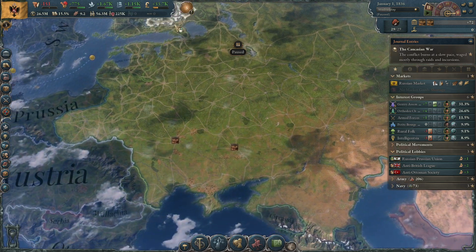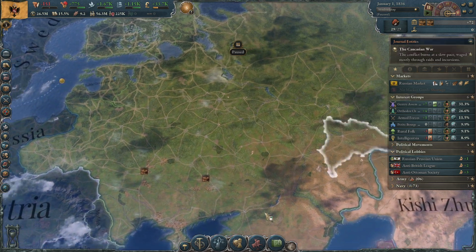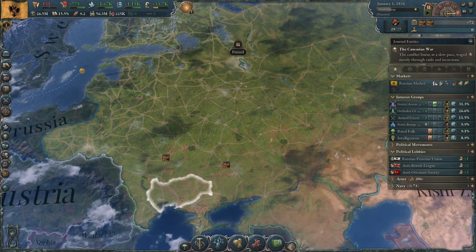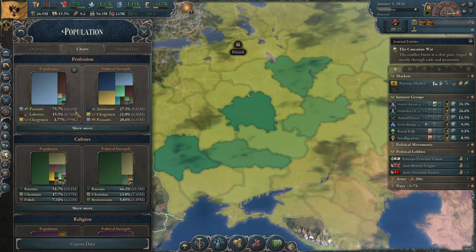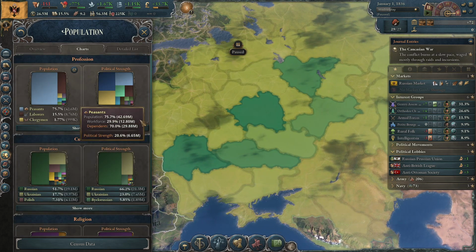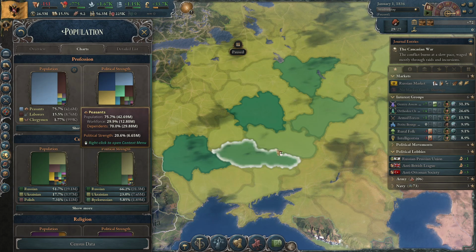Growing that GDP, getting more tax revenue, building up more construction. It's that early economic loop. We're trying to get more construction points so we can employ more people at once to get that peasant number down to increase our economic activity.